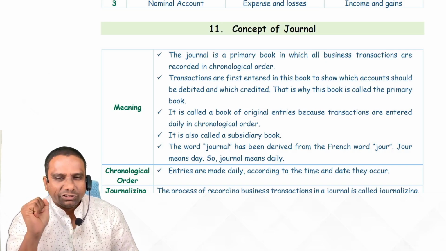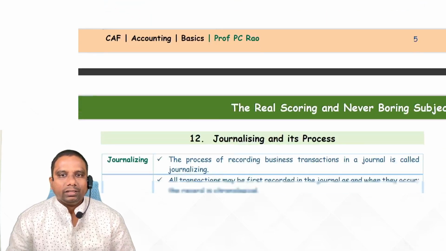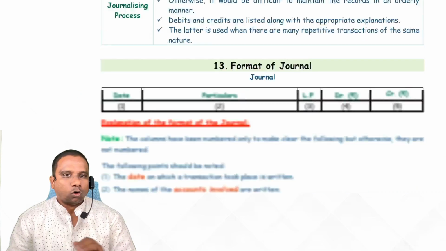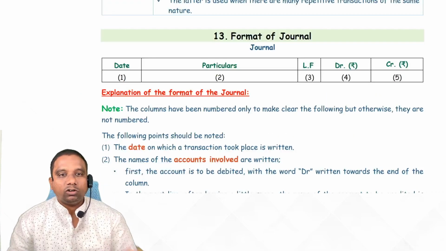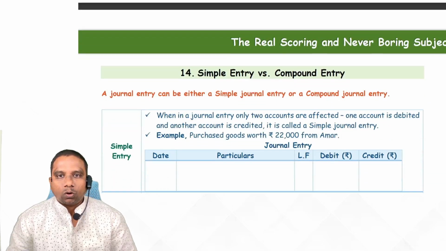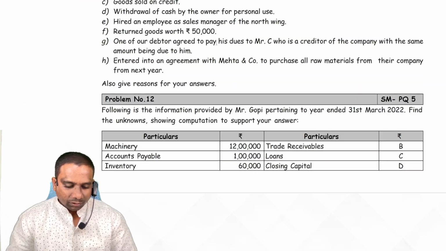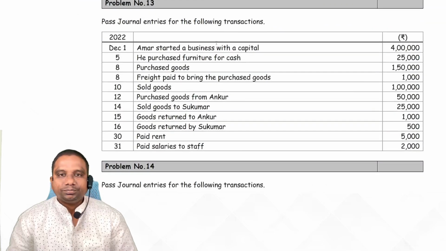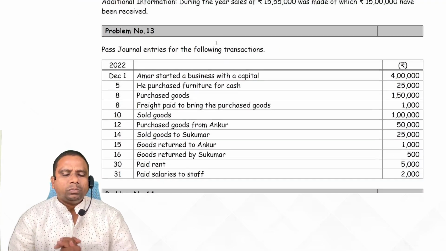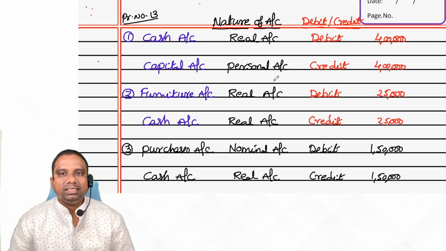In the previous lecture, we discussed the concept of journal and journalizing and its process, along with the format of journal and one problem, problem number 13. In problem number 13, we understood how the transaction is analyzed.